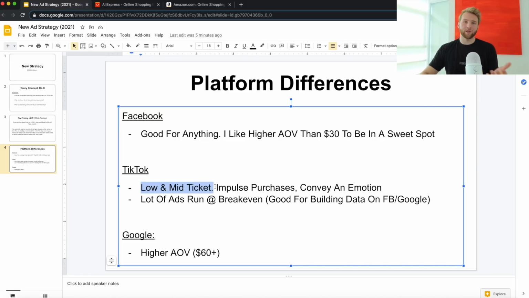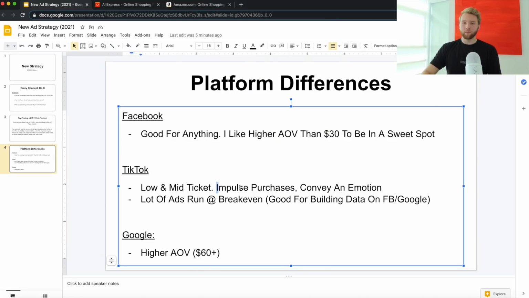I haven't really tried this, but in my opinion, even when I tried to sell a product inside my brand that was $35, I noticed it didn't get a lot of sales. It actually lost money. It makes money on Facebook. It does very well on Facebook and Google, but it lost money on TikTok.